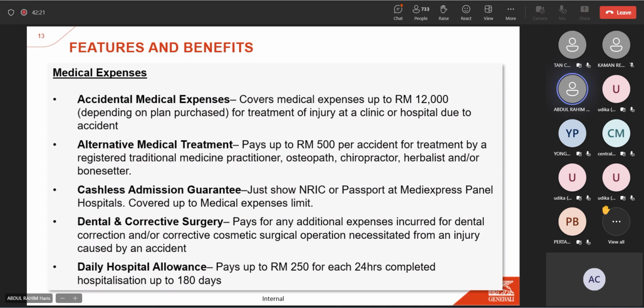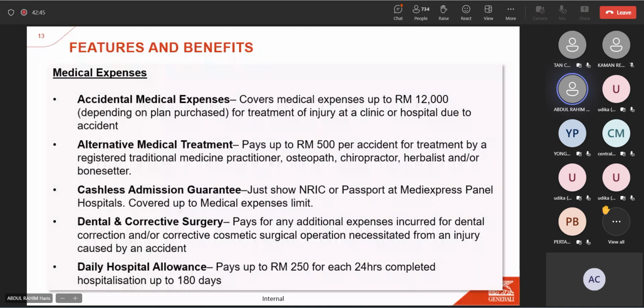Okay, moving on, I went through medical expenses. Alternative medical expenses also pays up to 5 ringgit per accident for treatment by a traditional medical practitioner, osteopath, chiropractor. This can be covered for up to 5 ringgit per incident. I talked about cashless hospital admission guarantee.